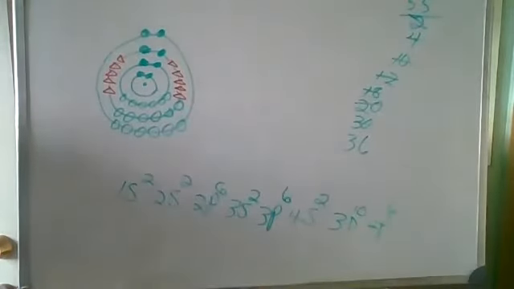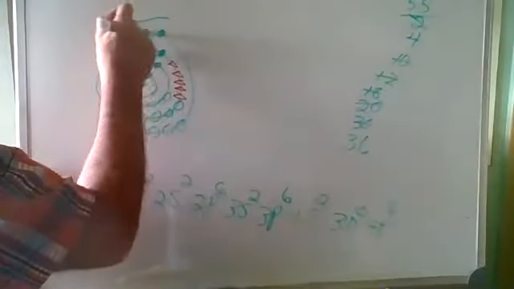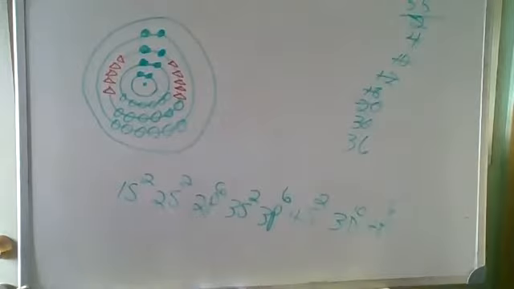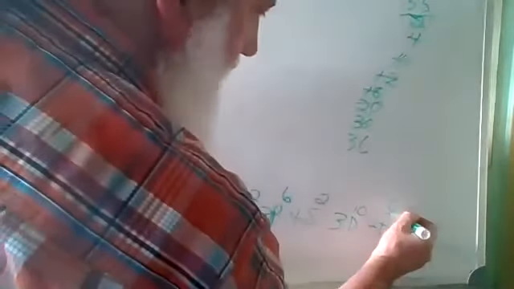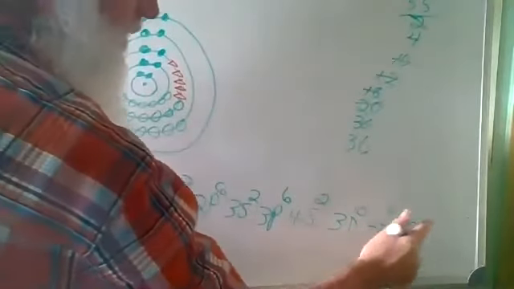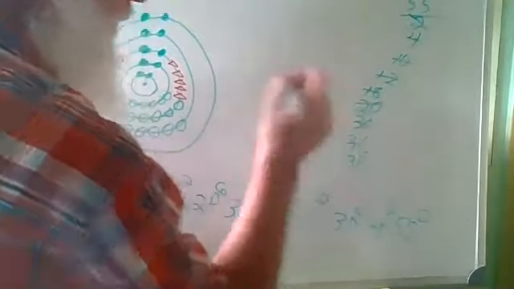Next element after krypton is rubidium, which is in period 5. So I need a new ring. Down here, period 5, S block. 2 electrons fit in S block, rubidium and strontium. Electron counter goes from 36 to 38.